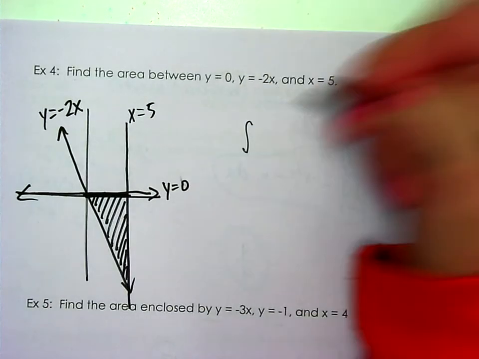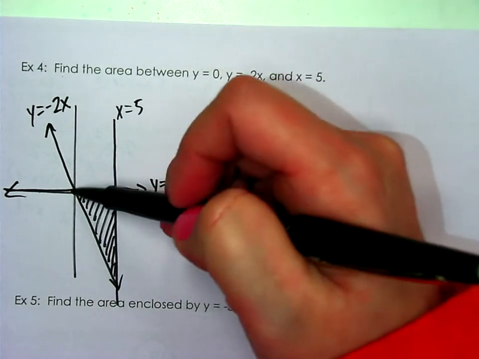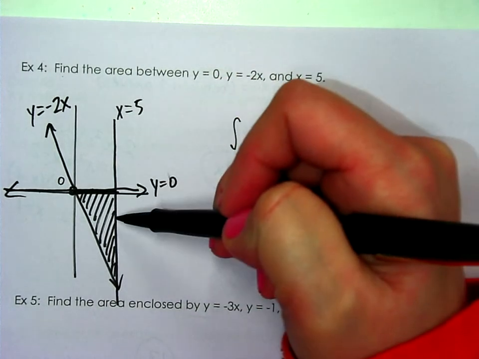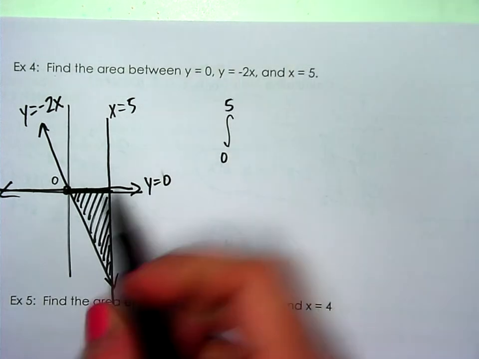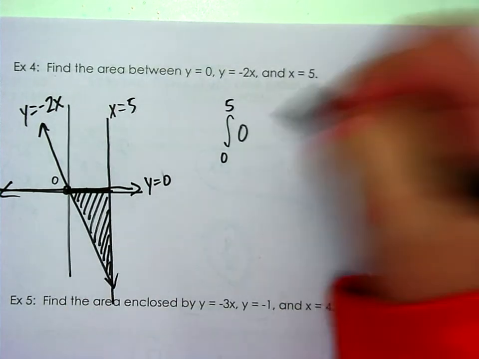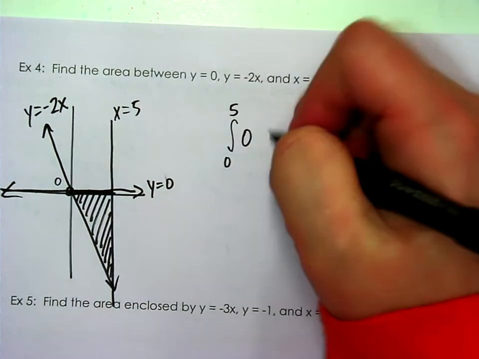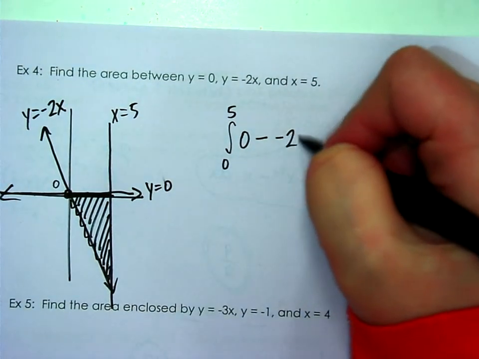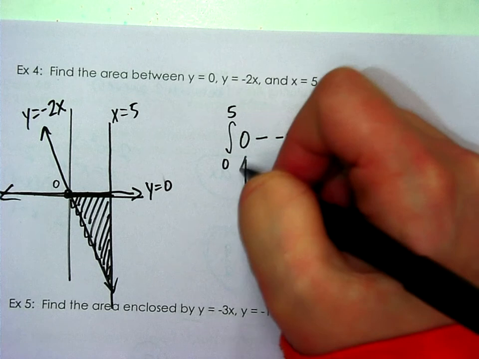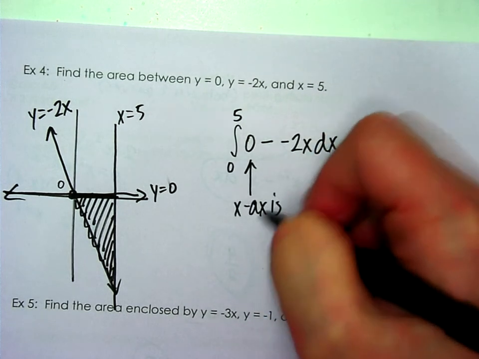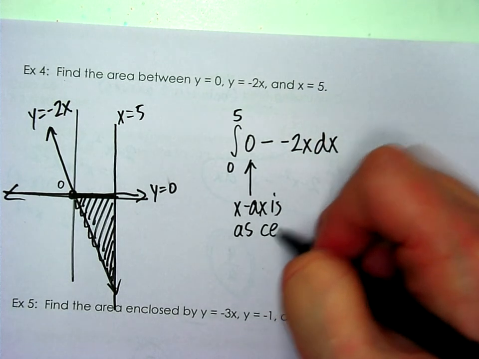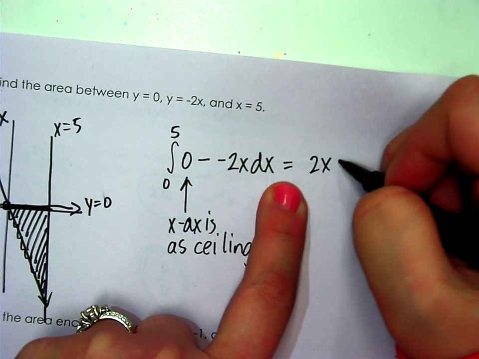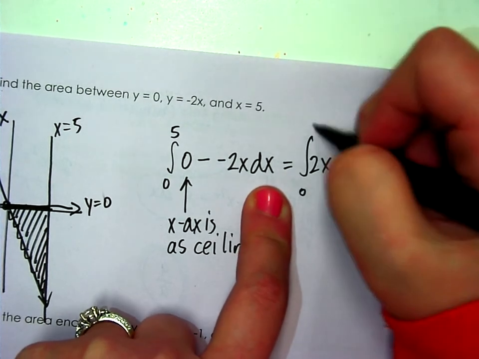So when I go to write this integral, my left intersection point, of course, is 0. My right intersection point is 5. But then my ceiling function is really going to be 0, and then minus my floor function is entirely the -2x. So that is just something that comes up when you have the x-axis as a ceiling. In effect, all it does is change the sign of what's going on. So this would be 2x integrated from 0 to 5 dx.